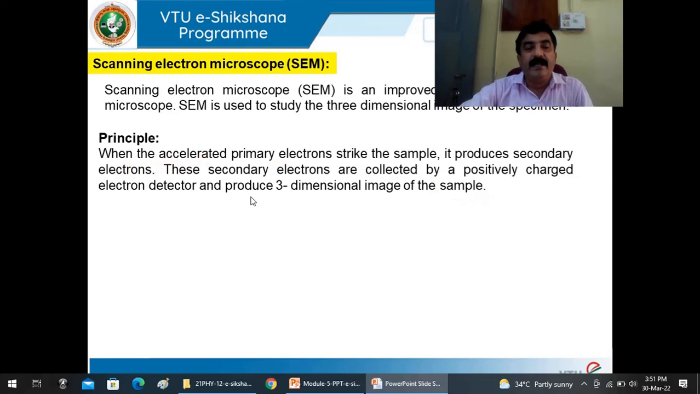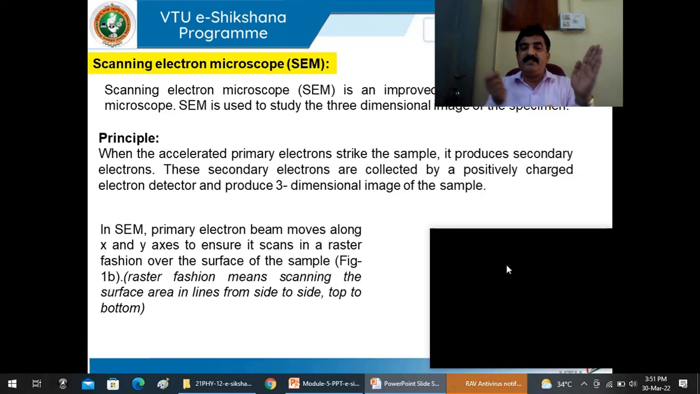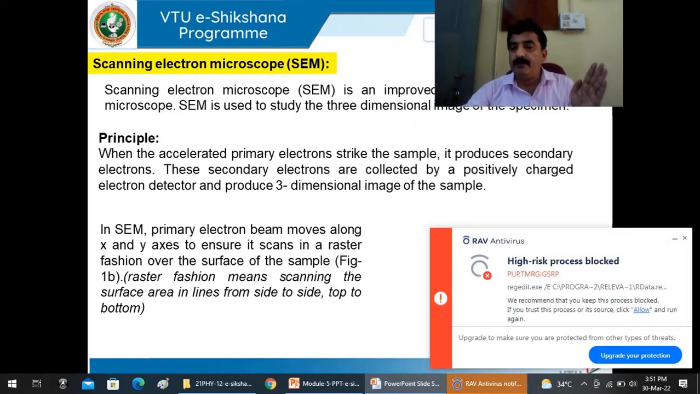So here, the electron beam is not simply passing through the specimen. They fall on the specimen and remove electrons from it. See, it is almost like XPS. In XPS, we were sending X-rays and knocking out electrons. Here, we are sending electrons and we are removing electrons. That's all. Okay. Thus, the removed electrons produce a 3D image on the screen. In SEM, the primary electron beam, that is the incident beam, moves along the x-axis.